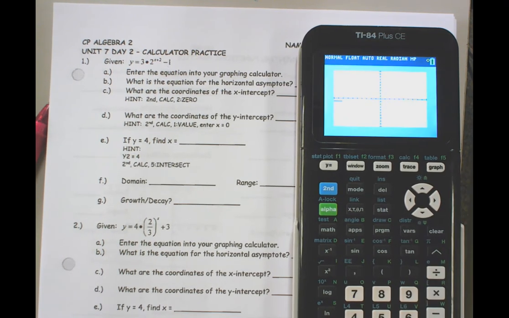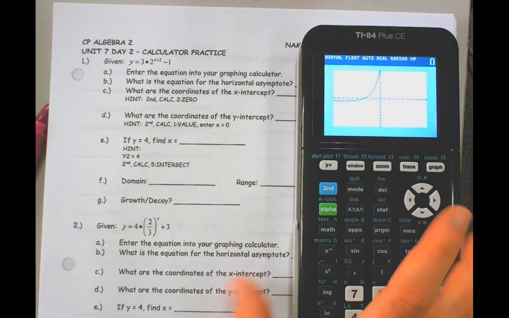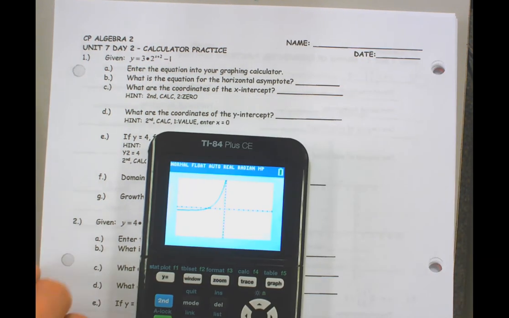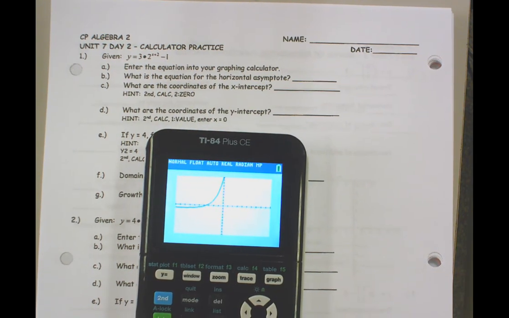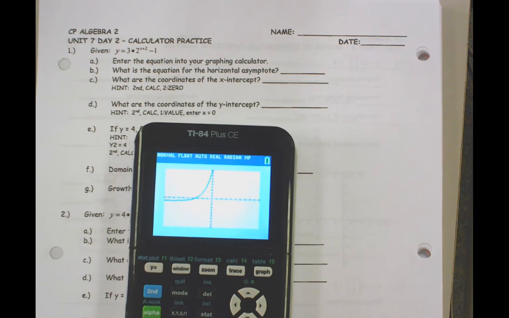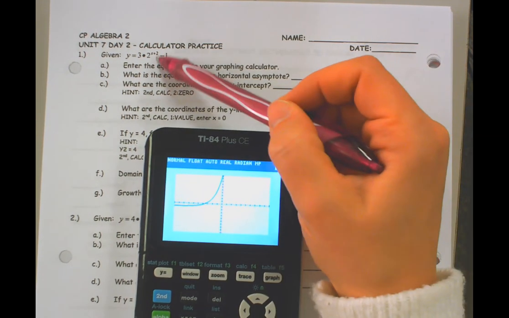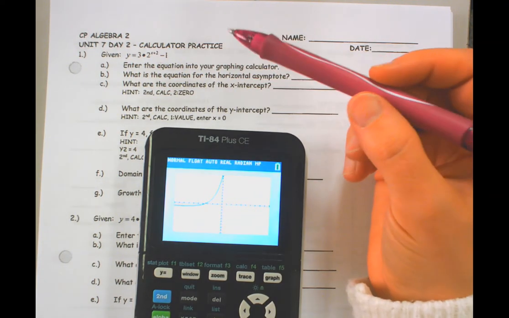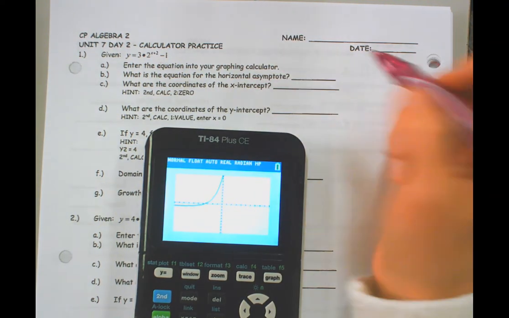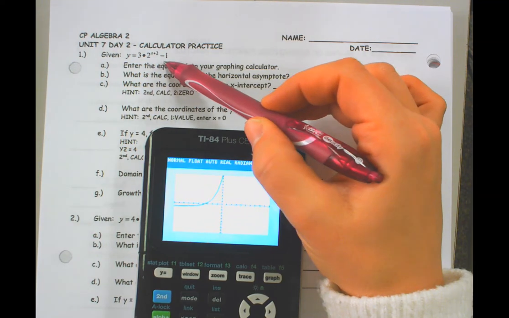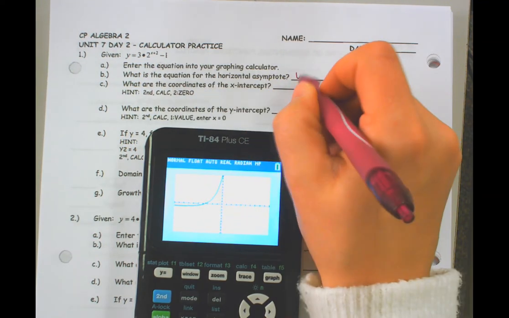If we hit graph, we'll see if it shows up how we would like it to show up. Pretty good. We might need to change our window a little bit to see that y-intercept, but we'll check that in a little bit. So as we keep moving, the first one is, what is the equation of the horizontal asymptote? We don't really need our graphing calculator for that. We know that our horizontal asymptote is at y equals 0 unless our graph is being moved up or down. So this minus 1 meant our graph moved down 1. So that would mean that our horizontal asymptote also moved down 1, so we're at y equals -1.